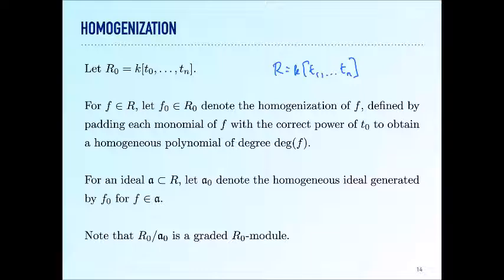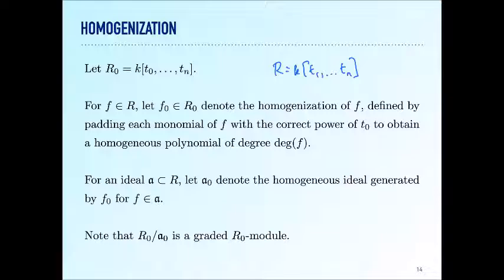Given any element of R, you can homogenize it. You pad each monomial with enough powers of t0 to bring them all up to the same degree. Then you have a polynomial that's homogeneous. By the way, I should say that I'm using the proper definition of degree in this lecture, the sum of the exponents of the monomial, not the simpler version that I used in my previous talks. I apologize if that was confusing.